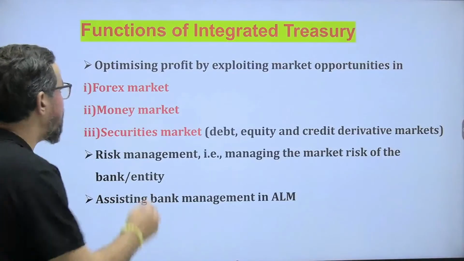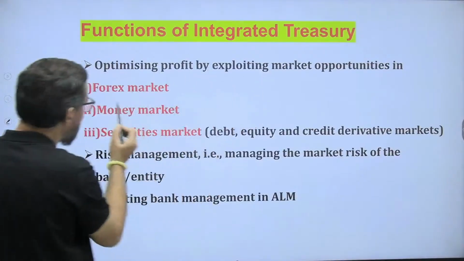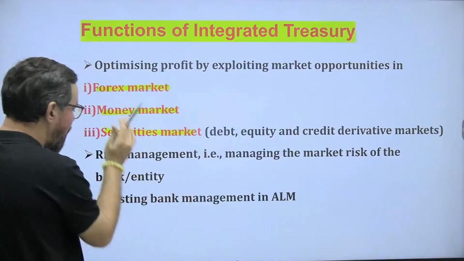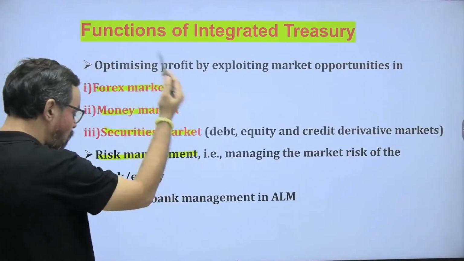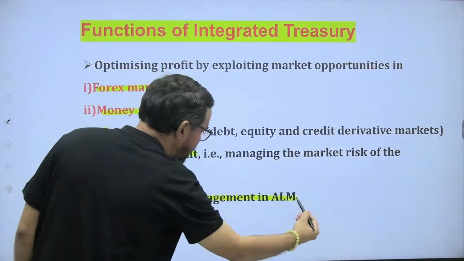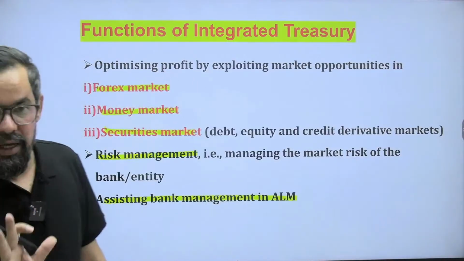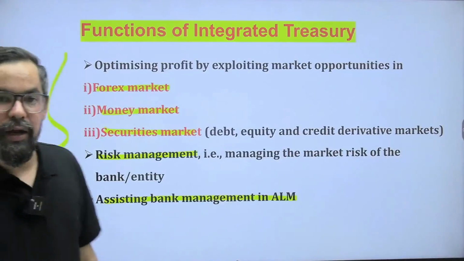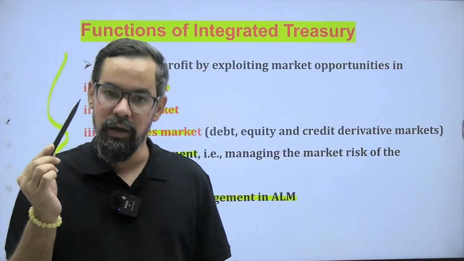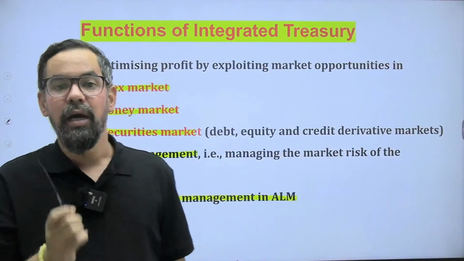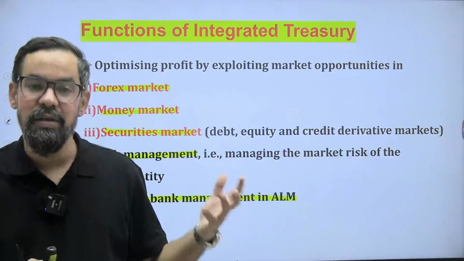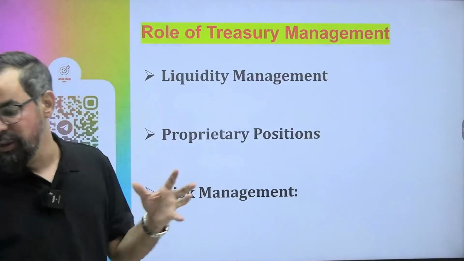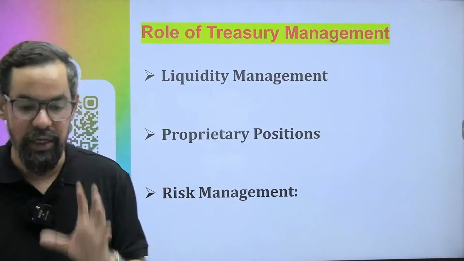So when it comes to integration, we have integration of the forward forex market, money market and securities market. Apart from this, risk management is a core function, as is assisting the bank in managing asset liability mismatch. These are the core functions performed by the treasury departments, and they manage these things with the help of integration itself. I hope you understood the meaning of integration and how it generally works.